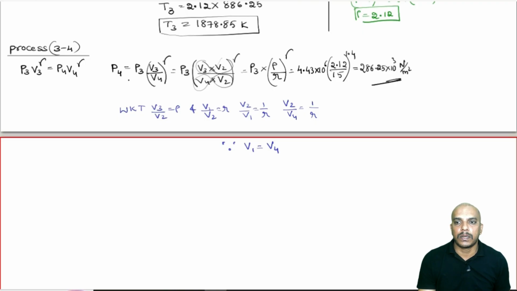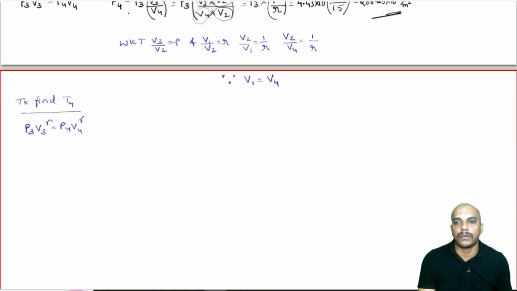Now, let us go for T4. Now, using the same trick to find T4. P3 V3 power gamma is equal to P4 V4 power gamma, but let us go for temperature ratio because we are interested in finding out T4. So, eliminate either P or V. PV is equal to MRT. So, let us eliminate volume only. That is also fine. Anyway, it will give us the same answer.